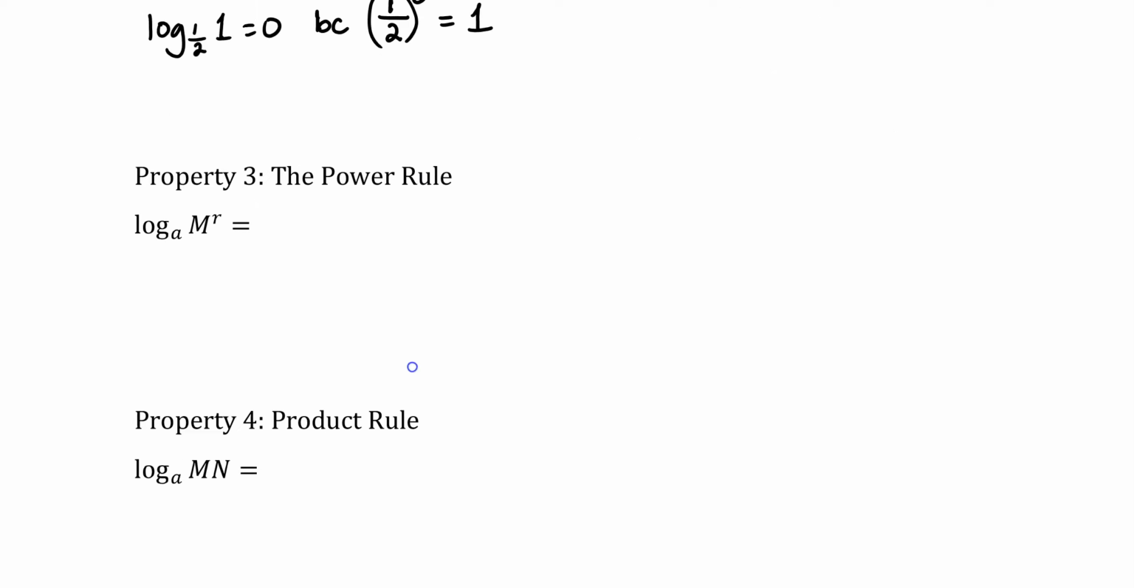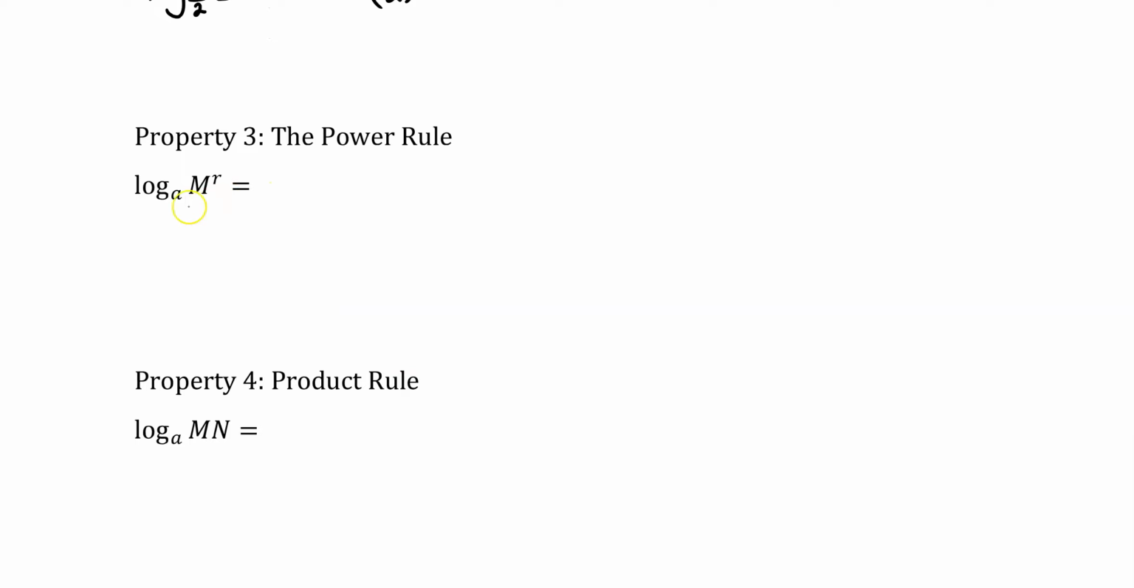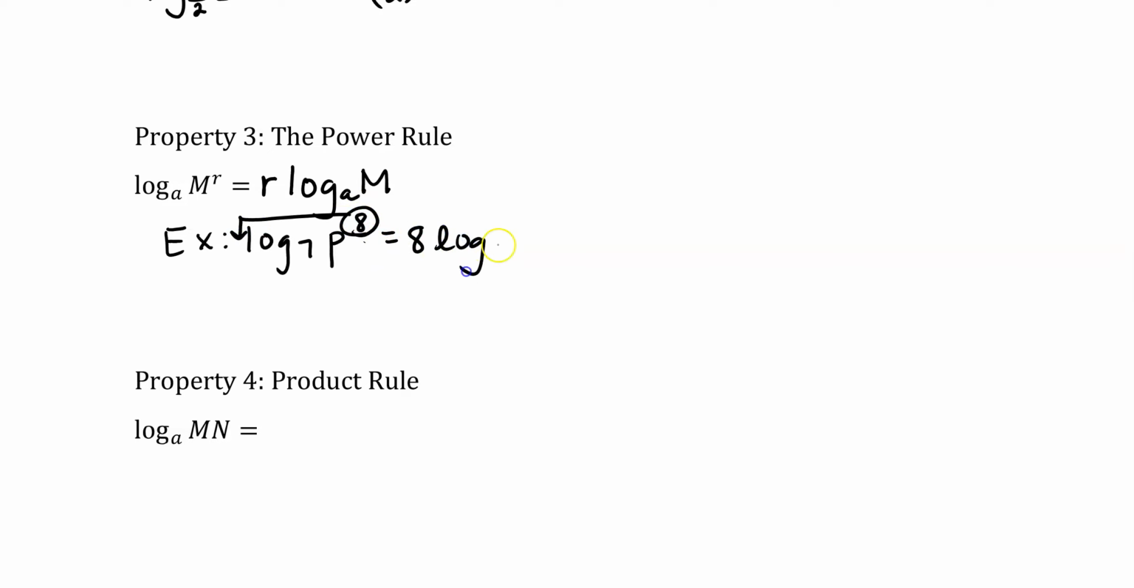The third property is the power rule, and the power rule tells us that if you have log base a of m to the r, so r is the exponent that is on m, then you can pull the exponent down in front of the logarithm and have r times log base a of m. So for example, if we have log base 7 of p to the 8th power, I can pull that exponent of 8 down in front of the logarithm and have 8 log base 7 of p.